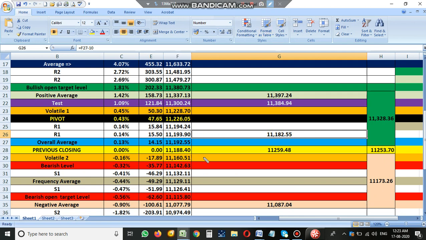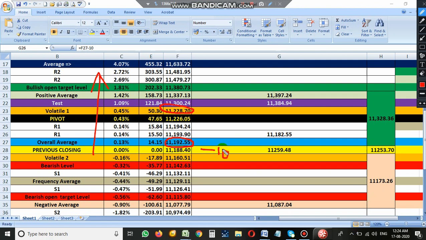You need to keep it. If anything opens above this level, then the market is indicating bullish, with a stop loss of this particular level minus 10 points. So at any level we need to keep 10 points as a stop loss. So this is the stop loss you need to keep and go for a buy.